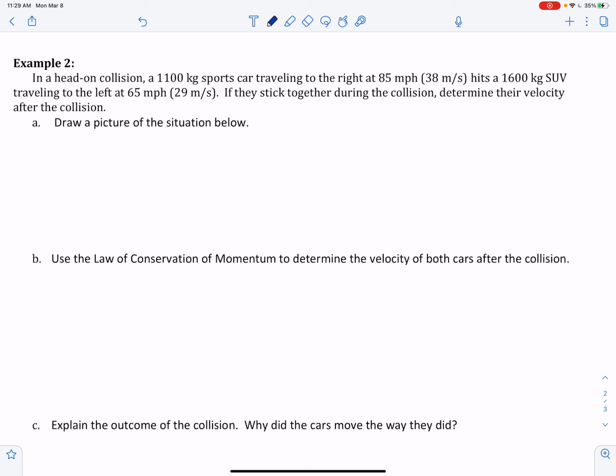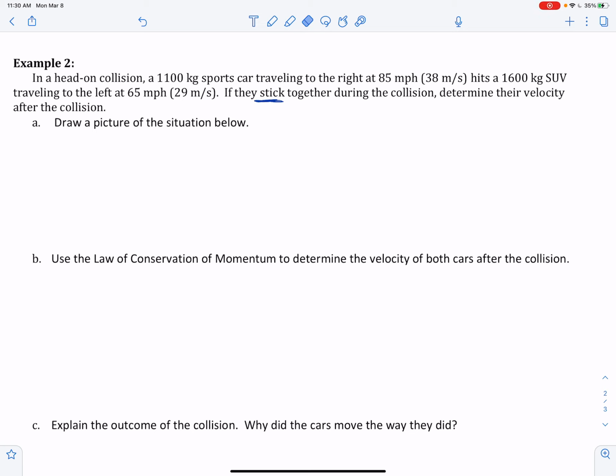Let's look at another example of momentum conservation. In a head-on collision, an 1,100 kilogram sports car traveling to the right at 85 miles per hour, which is 38 meters per second, hits a 1,600 kilogram SUV. It's traveling to the left at 65 miles per hour, which is 29 meters per second. If they stick together during the collision, determine their velocity after the collision.